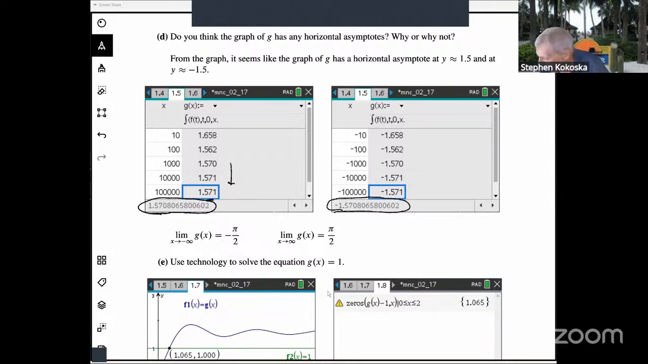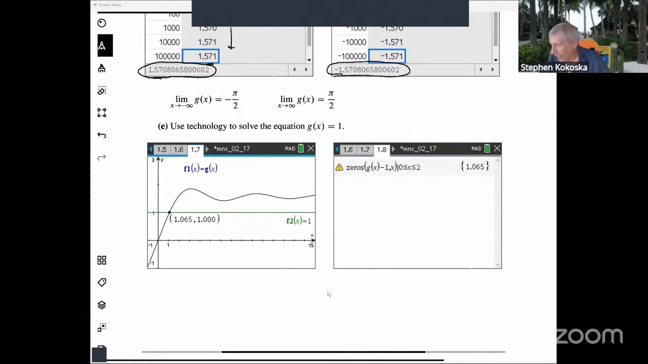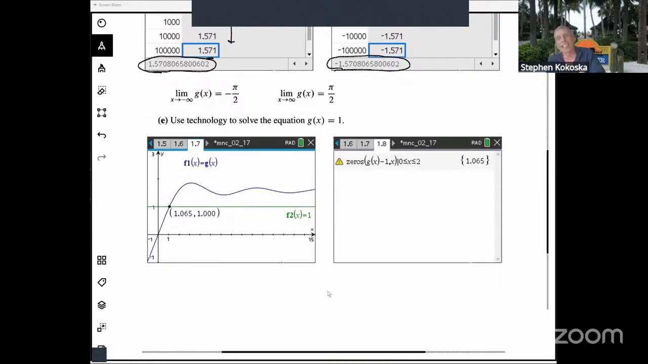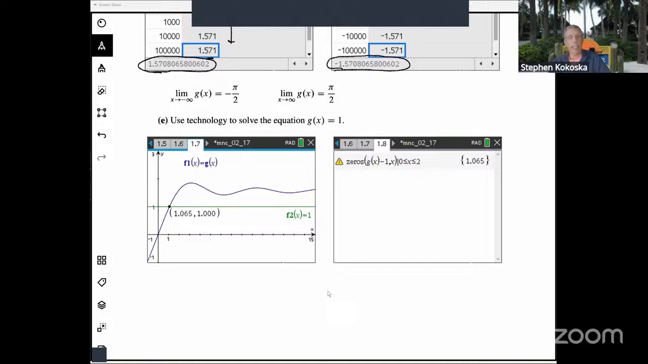Okay, so down at the bottom, I had to do one more with technology here. Not really related to the fundamental theorem of calculus, but use technology to solve this equation, g of x is equal to 1, just sort of illustrating another little bit with technology. Here's the graph of G on the left-hand side, and I also graph the horizontal line y equals 1. And I can use a built-in function here on the calculator screen to find where those two graphs intersect, 1.065.